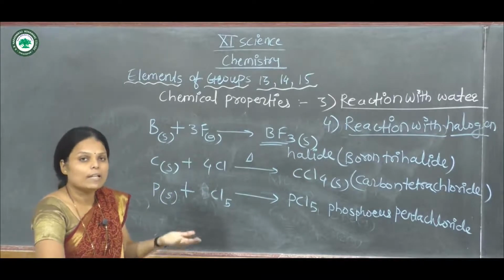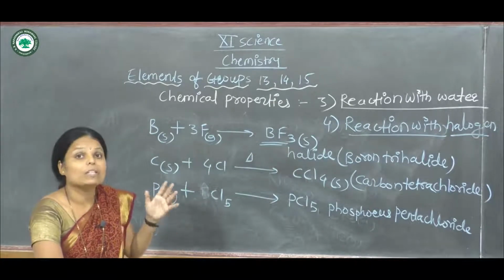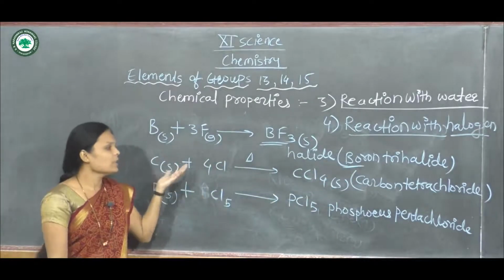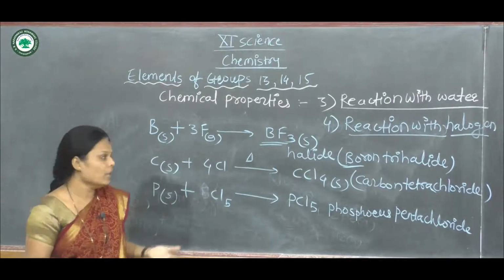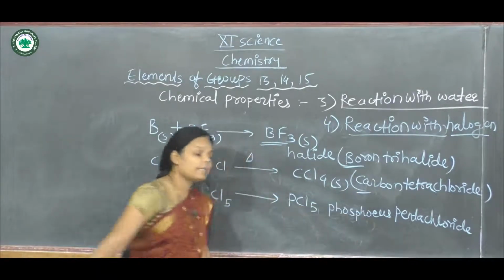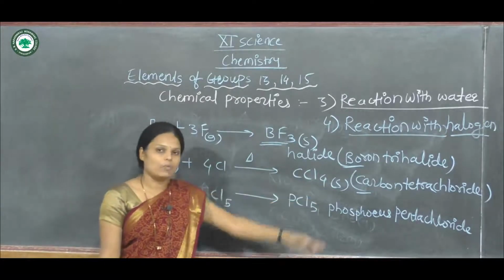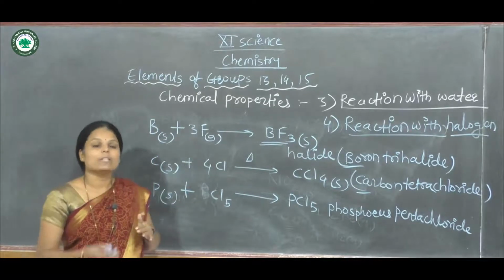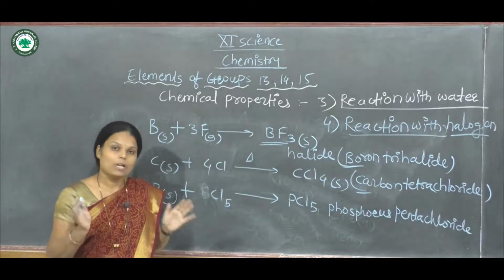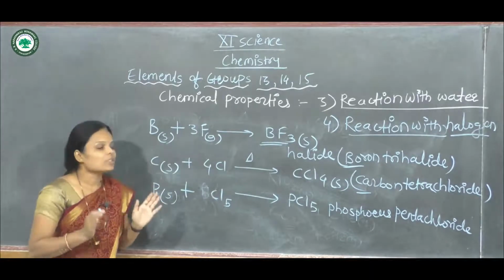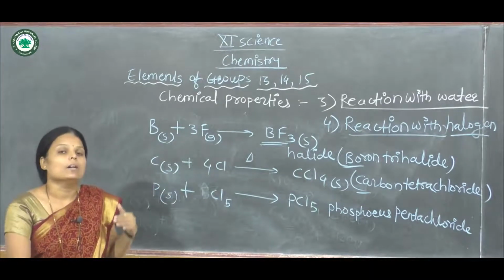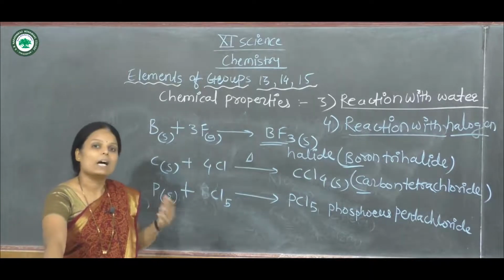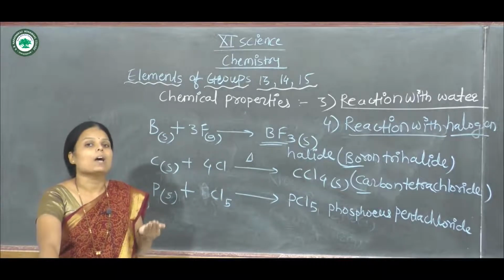Now group 13 elements react with a halogen to form a trihalide compound, such as boron trihalide. Group 14 elements react with a halogen to form a tetrahalide compound, meaning carbon tetrachloride is formed. Group 15 elements react with halogen compounds to form a pentahalide compound. Is that clear? Group 13, 14 and 15 elements react with halogens to form trihalide, tetrahalide and pentahalide compounds.